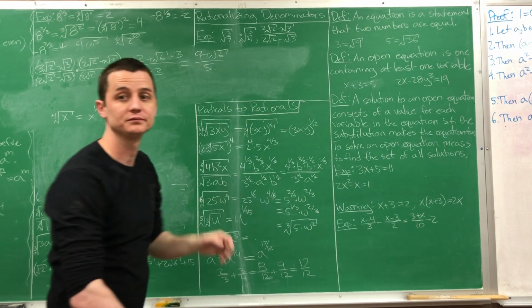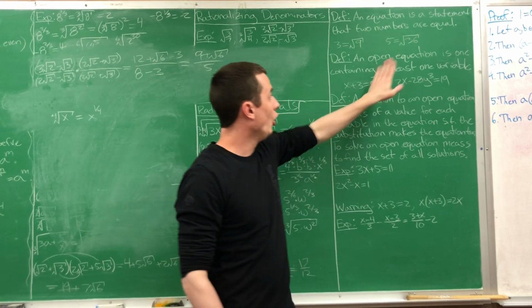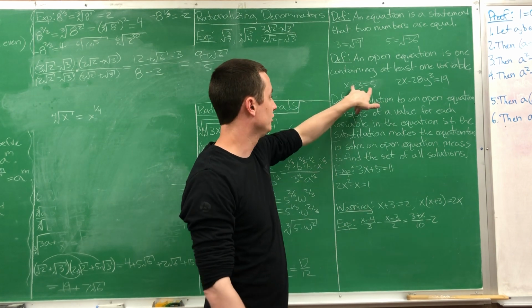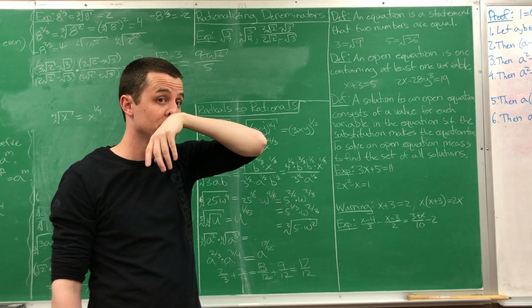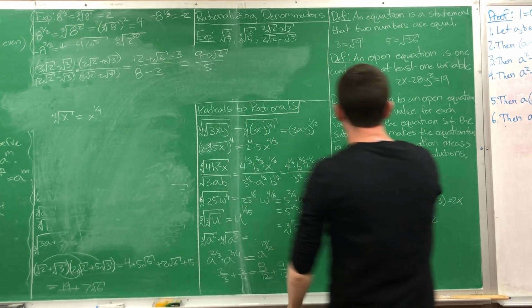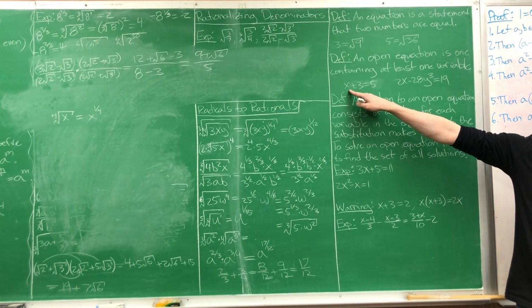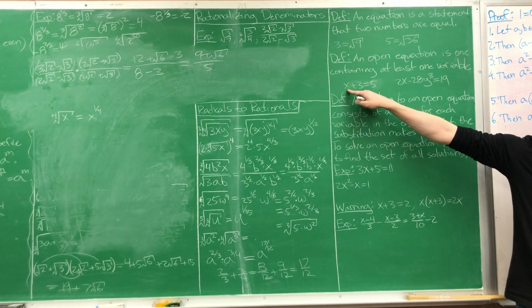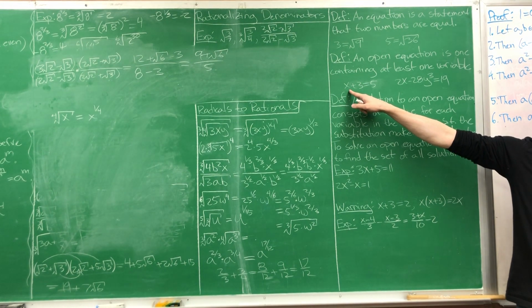Good so far? Okay. Now we have a notion of an open equation. An open equation is one containing at least one variable. Here's an open equation. Here's an open equation. Now notice that when you have an open equation, its truth or falsity depends on the variable x. Some values of x make the equation true, other values of x make the equation false. If I plug in 5 for x, it's false. If I plug in 2 for x, it's true in this particular equation.